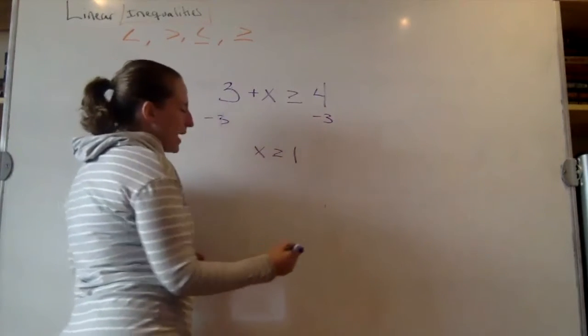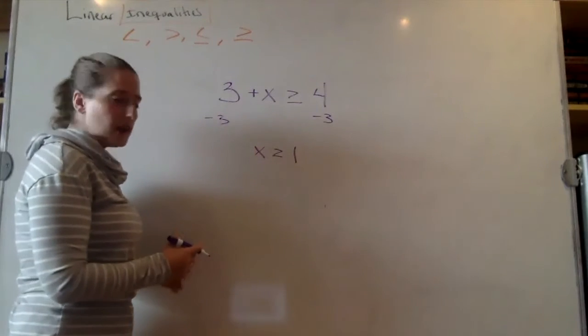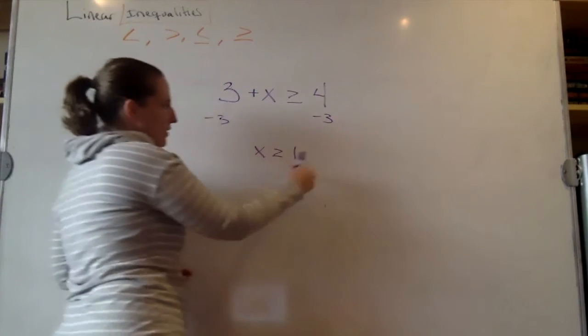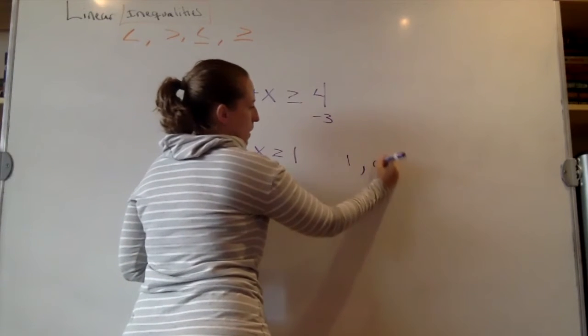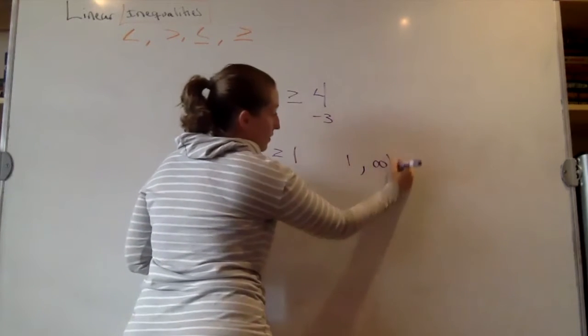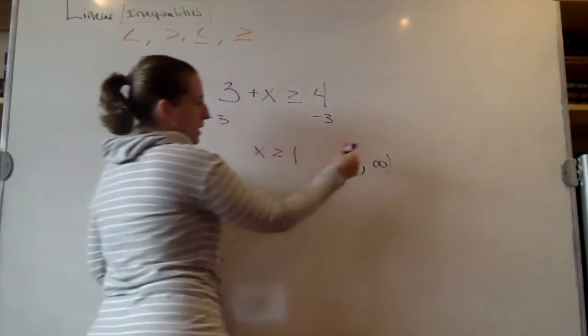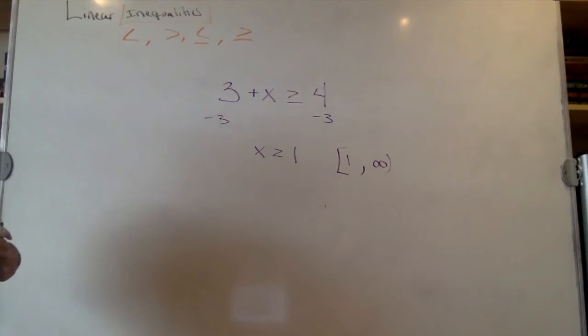I would want to write that as an interval. Now, if you need help, go to the number line. Let's see if we can do that without the number line. x is bigger than or equal to 1. So we're going to start at 1 and do everything bigger. So that's 1 to infinity. We never include infinity, so it's a parenthesis. Since we're bigger than or equal to, that means 1 is included. So here would be our solution.